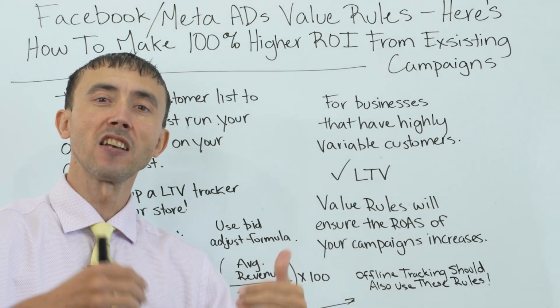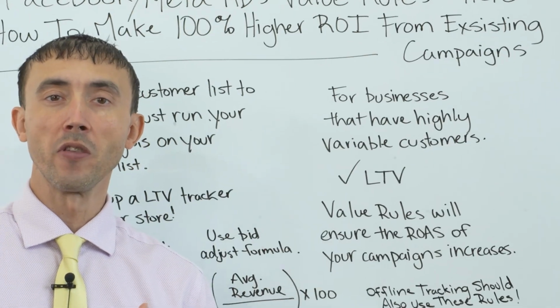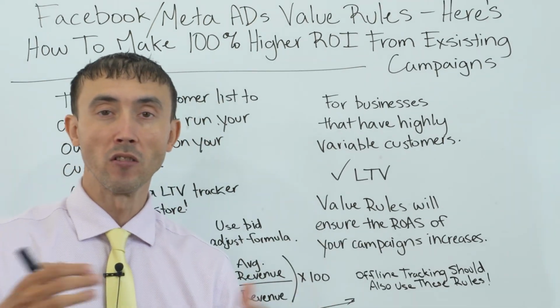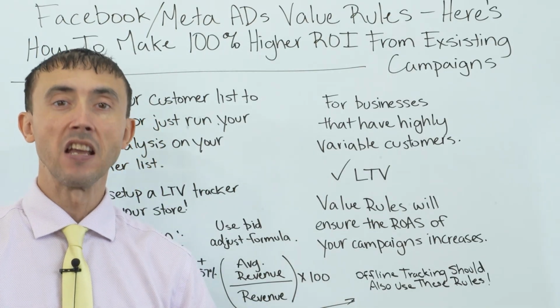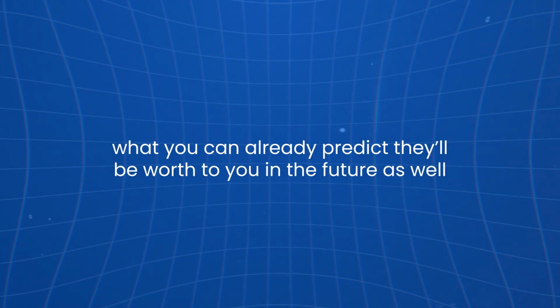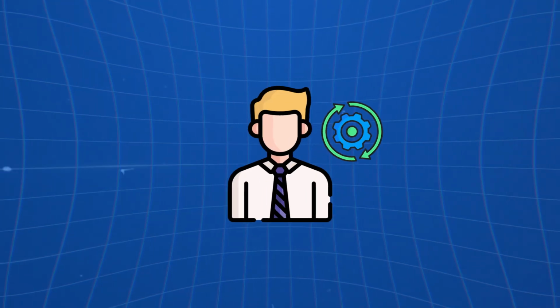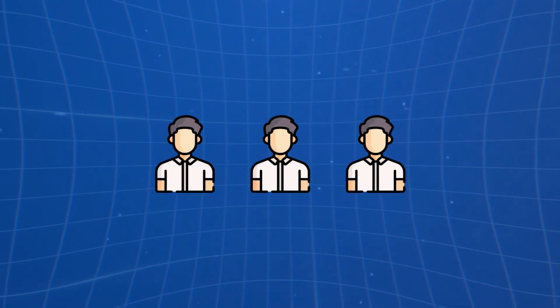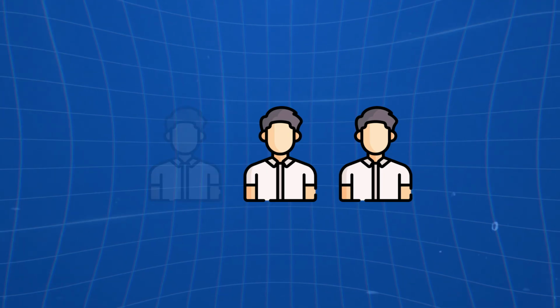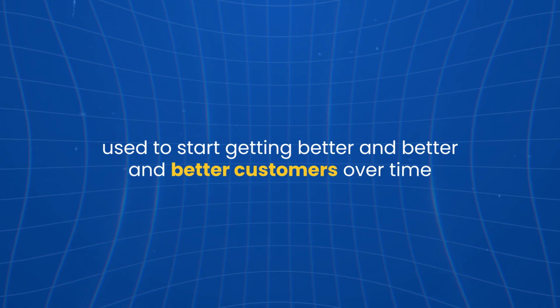it's taking the customers that you get, understanding that they're more or less worth more or less over the long run in your business, and then tying a specific value to those customers based upon what you already can predict they'll be worth to you in the future as well, so that you're actually optimizing for the big whale customers, and the customers that are smaller, you actually start weaning them out of the system. So you just start getting better and better and better customers over time.